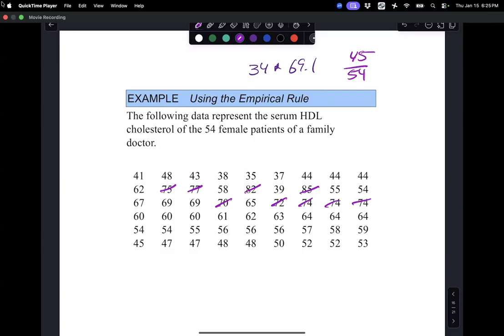45 divided by 54 gives me 83.3%. I'd say that's pretty darn close. We had 81.5%, and this is 83.3%. I would say that is a pretty decent estimate.